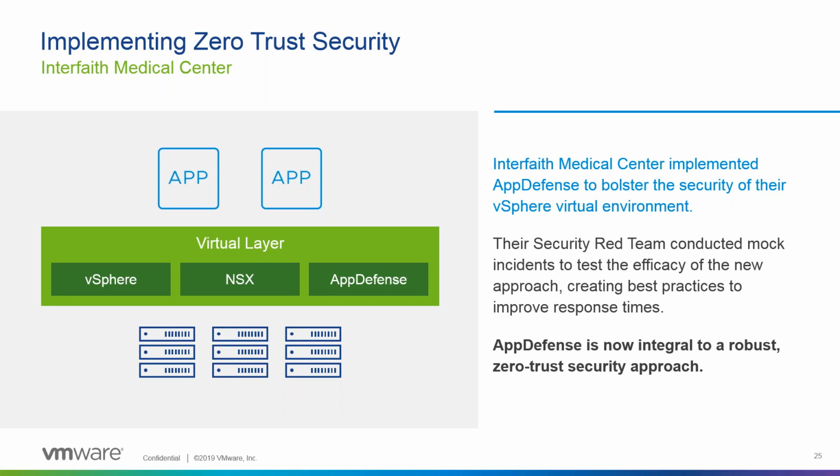Their VP of Information Security, Chris Friends, is actually the author of the OWASP anti-ransomware guide. So he knows this space very well, and he chose AppDefense to help them implement their zero trust strategy. Interestingly, during the implementation phase, their red team went through a number of mock security incidents, which helped them create new processes and best practices for how they respond to incidents.